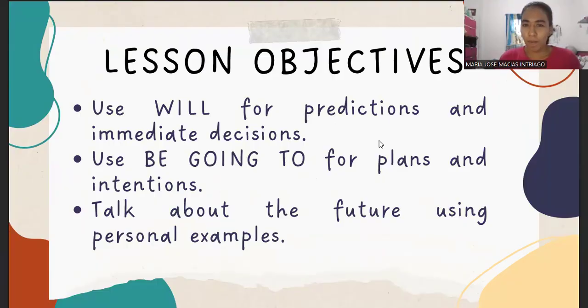The lesson objectives: in this lesson, students will learn how to use will for predictions and decisions made in the moment, and how to use be going to for plans and intentions. We will compare the structures, and the students will practice with examples about the future.